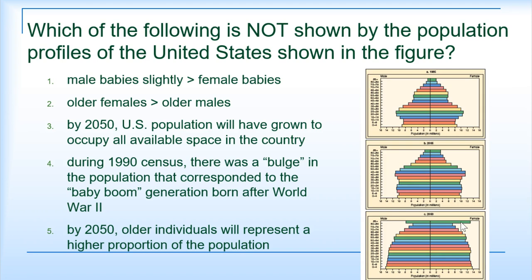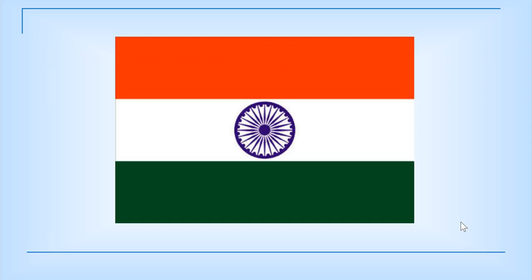We don't know if we'll occupy all the available space in the country. We might assume that we could at that point because there'll be a lot of people, but we don't know that. Everything else we can pretty much directly get off that graph and with a little knowledge of history.